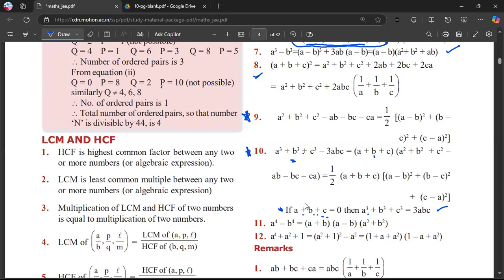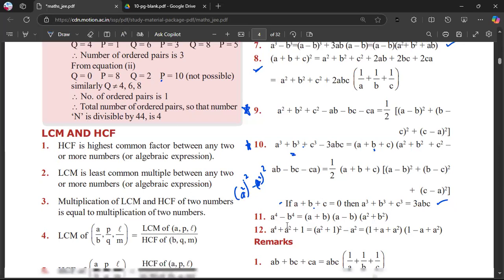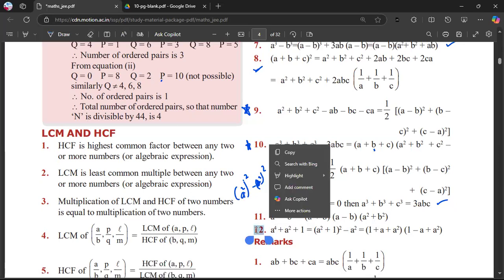Okay. Yes, sir. Yeah, a to the fourth minus b to the fourth can be written as (a square) square minus (b square) square, further as (a square plus b square) into (a square minus b square). And a square minus b square can be written like this. Okay.